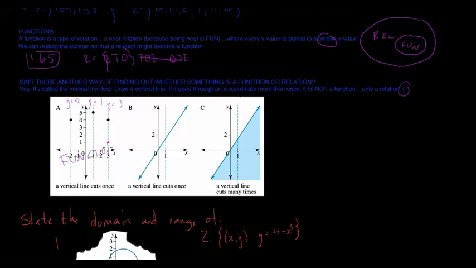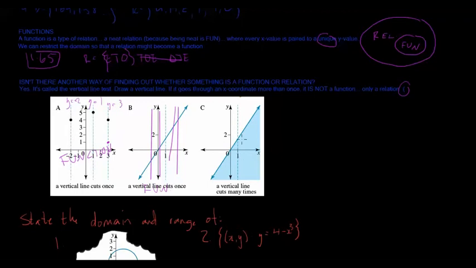Function. For this guy, we could draw any vertical line we want along here. That's not vertical, but you get the idea. A vertical line there only cuts the graph once. Every time I draw these vertical lines down, I'm only cutting along this line once. So it is a function. This guy is a function.